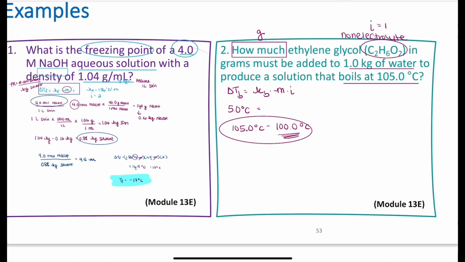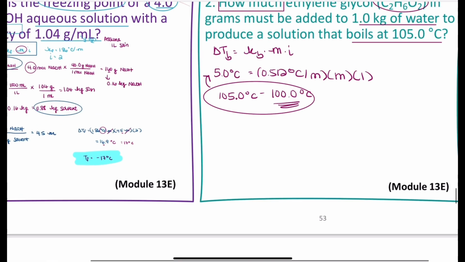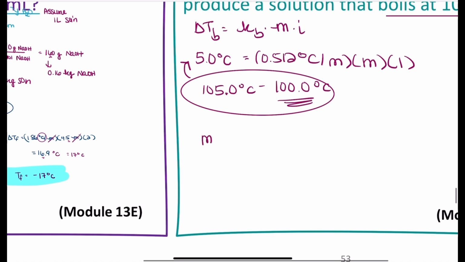So again, this is what gave me this here. My Kb value is a constant, 0.512 degrees C per molal, times my molality, times my i value of 1. So I'm going to rearrange this equation algebraically and solve for that molality. My molality is equal to 5.0 degrees C divided by 0.512 degrees C per molal times 1.